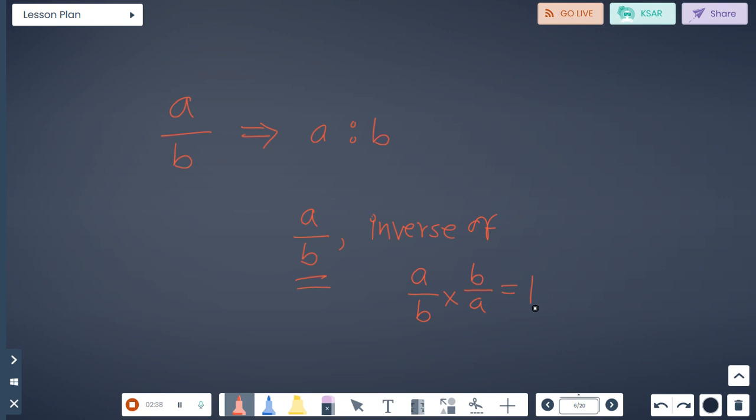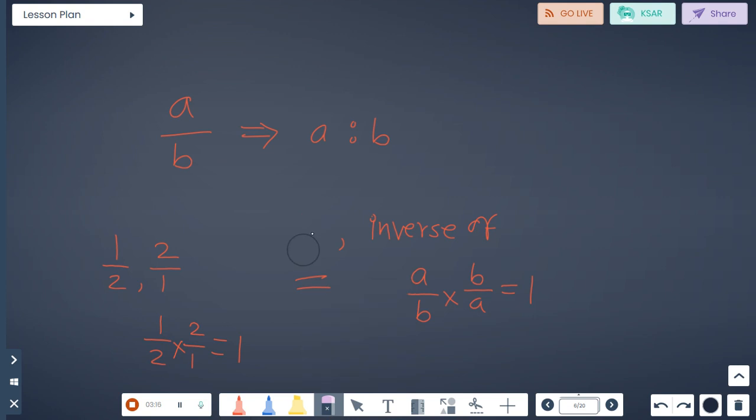Means what? For any ratio 1 upon 2, its inverse is 2 upon 1, because when we multiply 1 upon 2 by 2 upon 1, we get the value 1. When we have to find the inverse of any ratio, simply we interchange the numerator and the denominator.